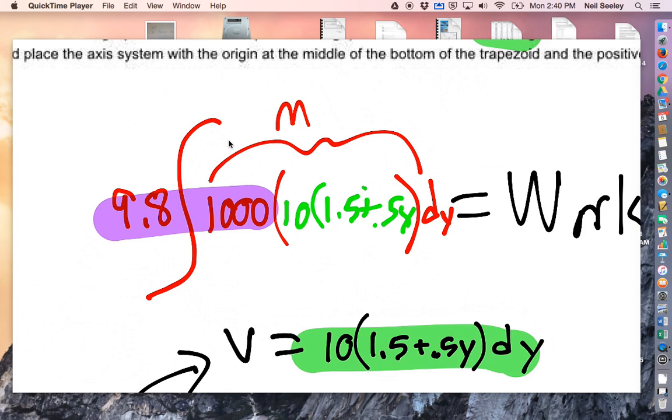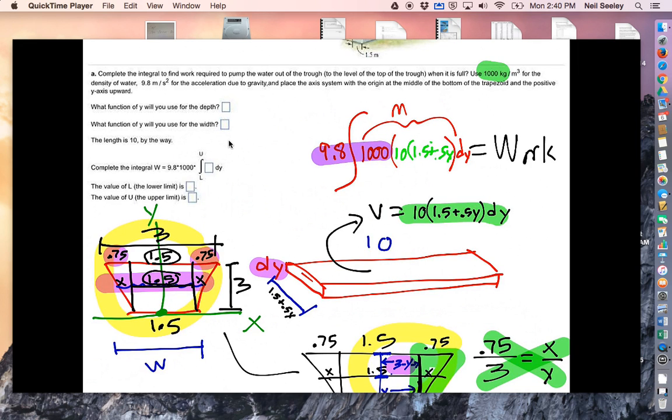This is going to come out front. I mean, if you want to pull the 10 out with it, you sure can. But really, ultimately, what we want to do is that's going to be our nice little formula. It's going to be the integral of that thing.